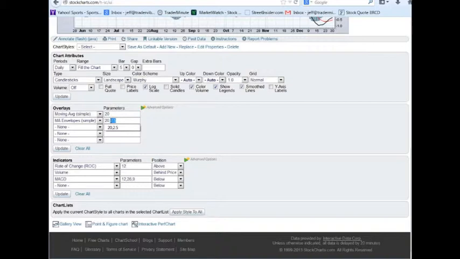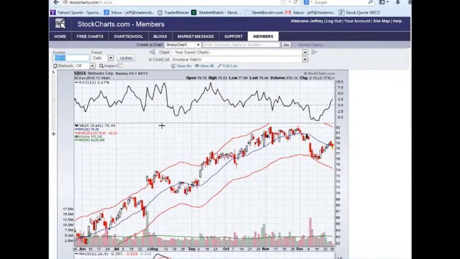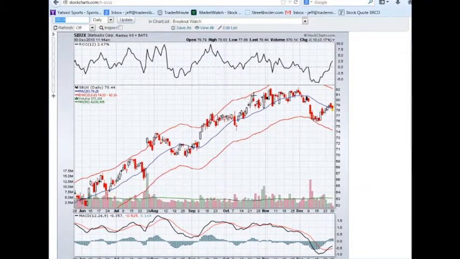So we have a 20-day moving average, and let's say 5%. We want to draw an envelope where we have a red line that's 5% above our 20-day and 5% below.